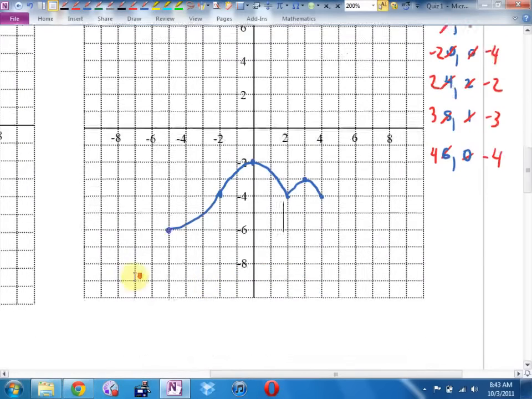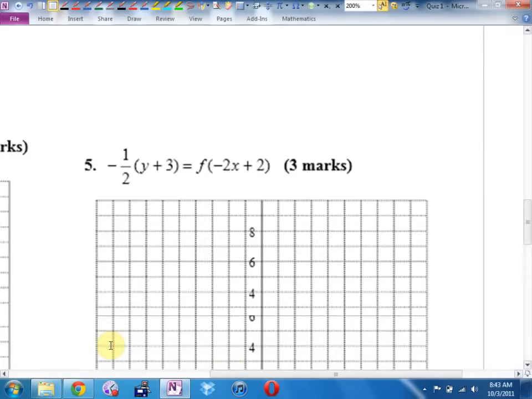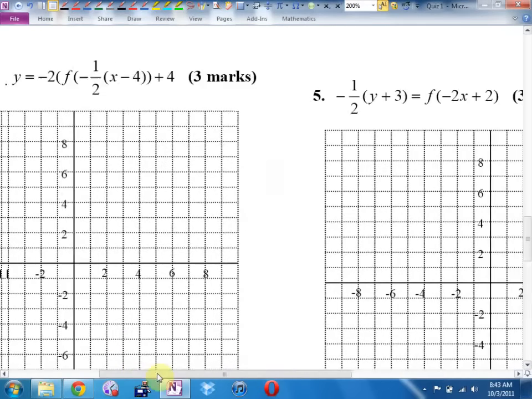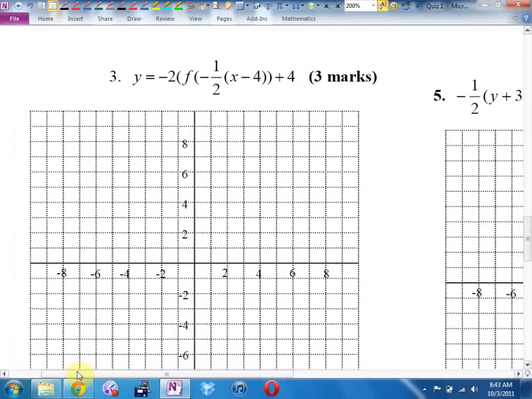Turn the page. Ah, the fun stuff. The good stuff.